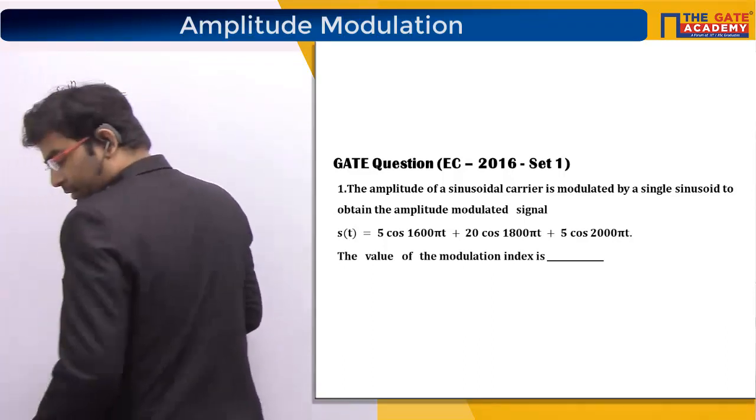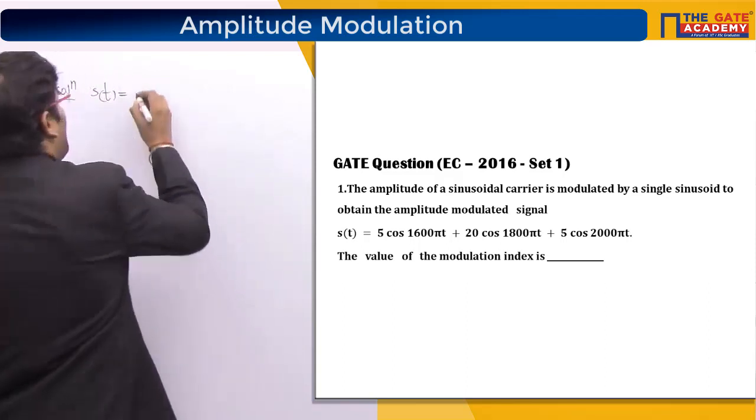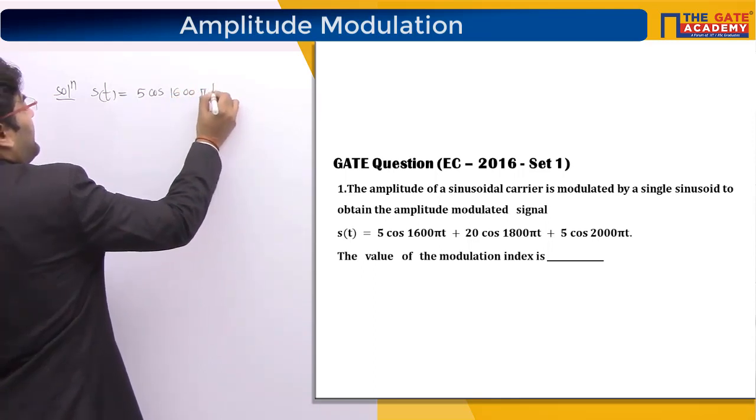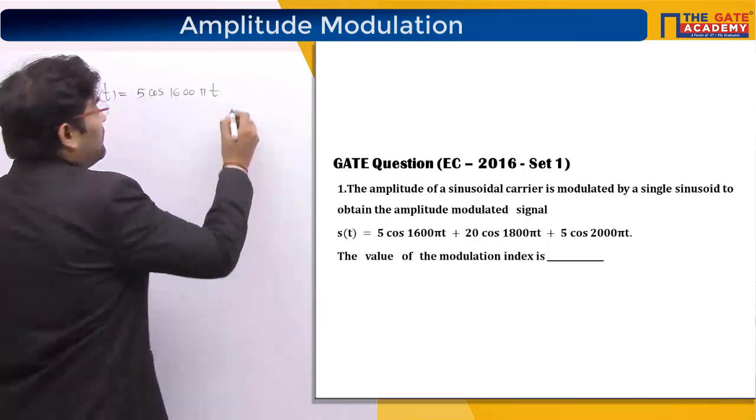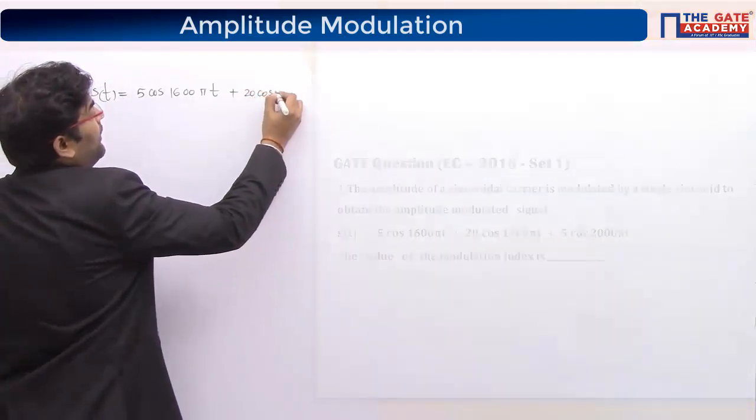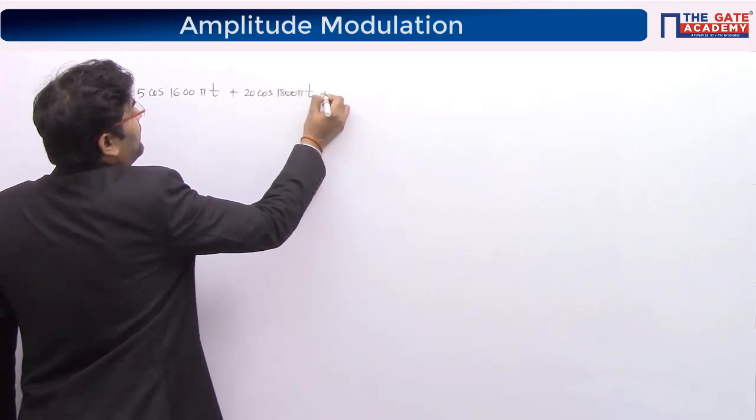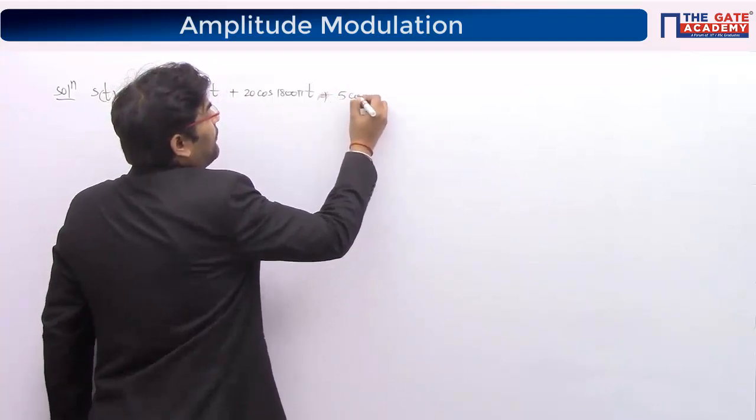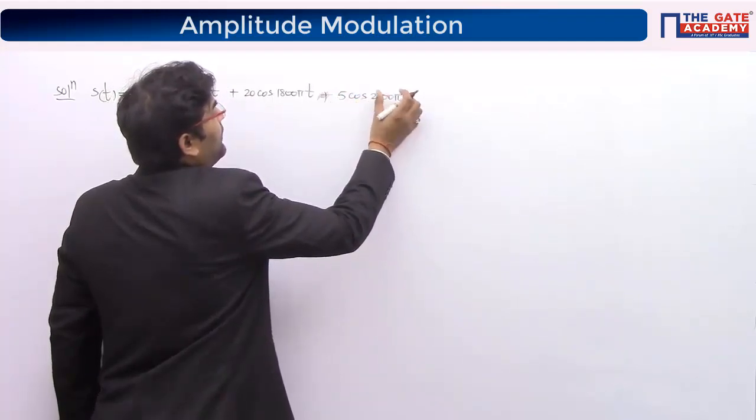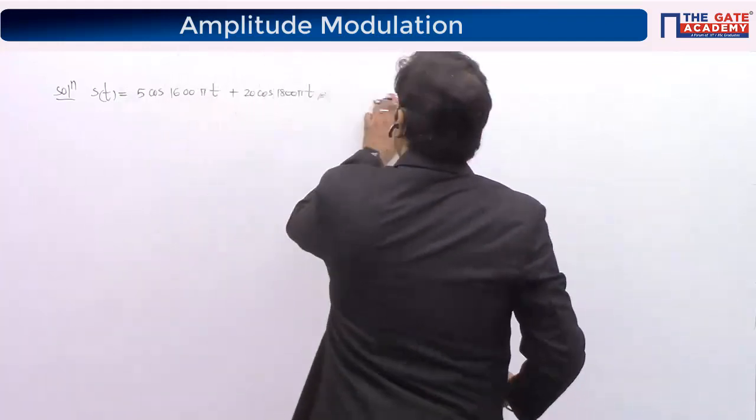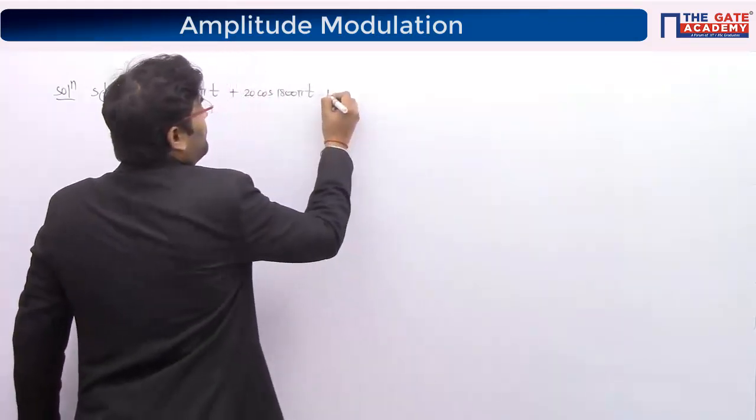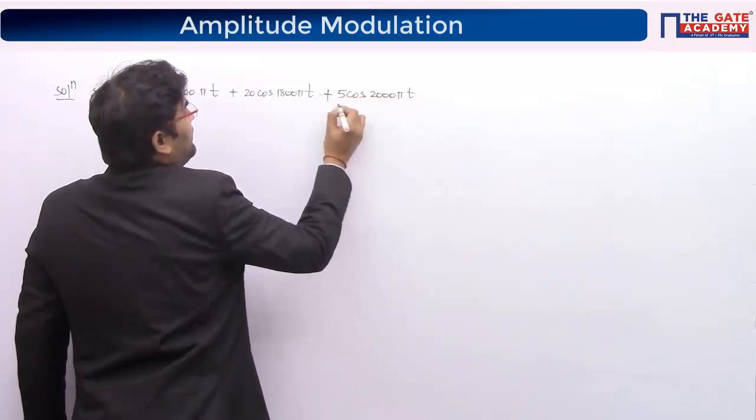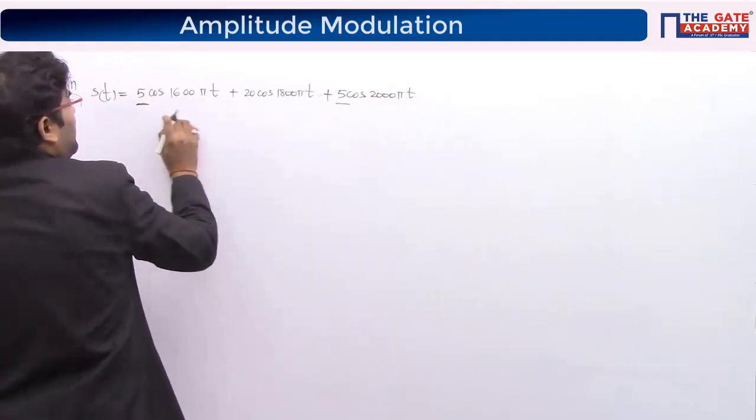S of t is written as 5 cos 1600 pi t plus 20 cos 1800 pi t plus 5 cos 2000 pi t. This 5 and this 5 give you an idea that you can club these two.